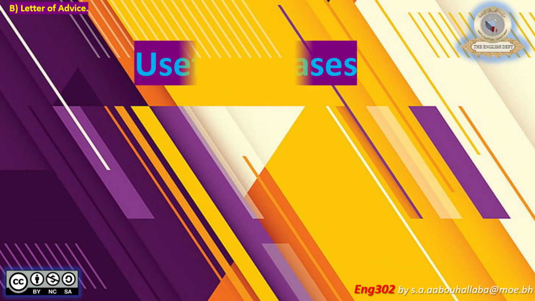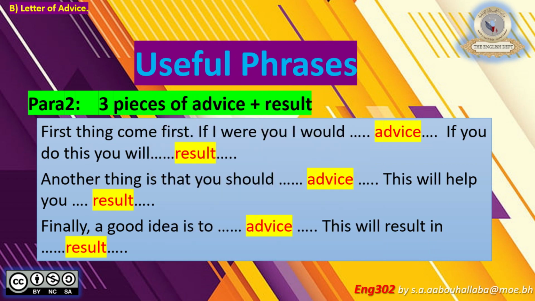Next we come to the bits of advice or pieces of advice. As I said, you need 3 pieces with 3 results. First things come first. If I were you, this is a good way of giving advice to someone. So, if I were you, I would do so and so. If you do this, you will, and this is the result.